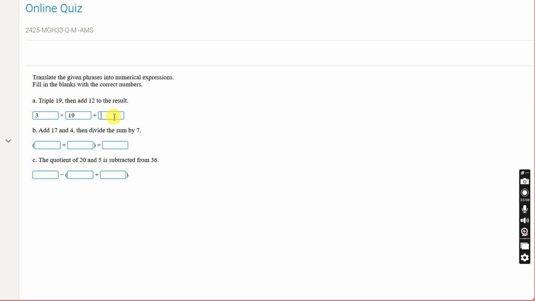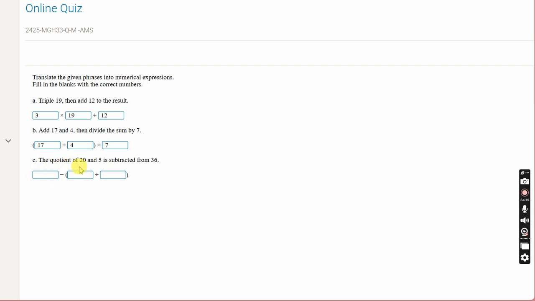Add 12 to the result. They already made the sign for you, so you're just supposed to add 12 here. Add 17 and 4. They said add these two numbers, and they put the sign for you already in between. And then divide the sum by 7. So you divide here by 7.